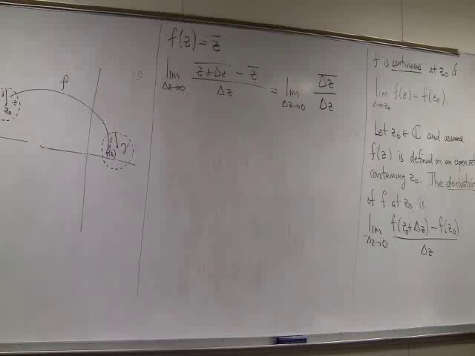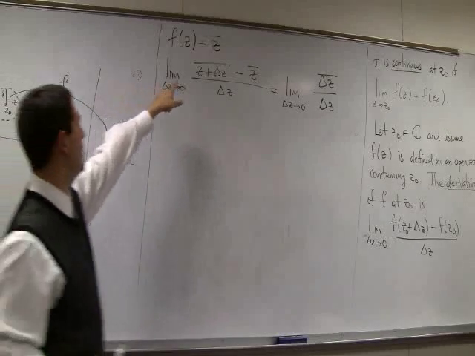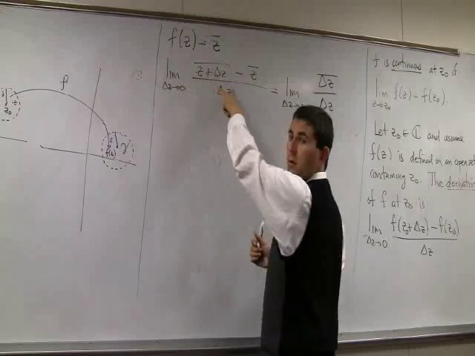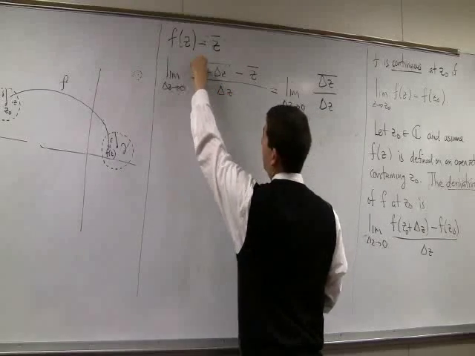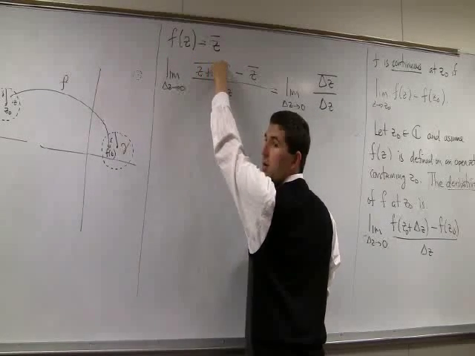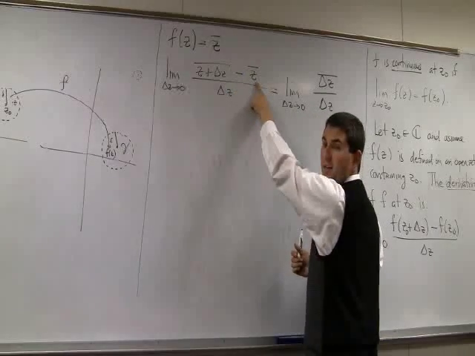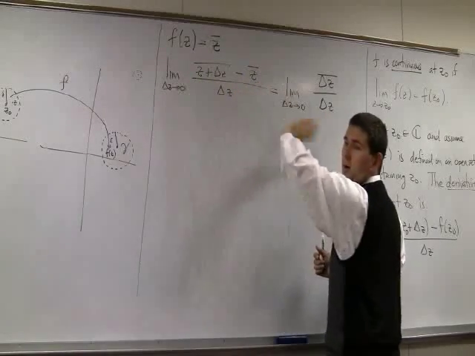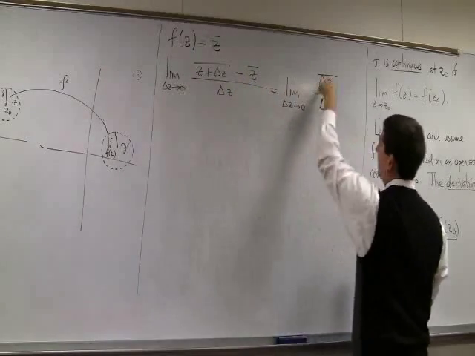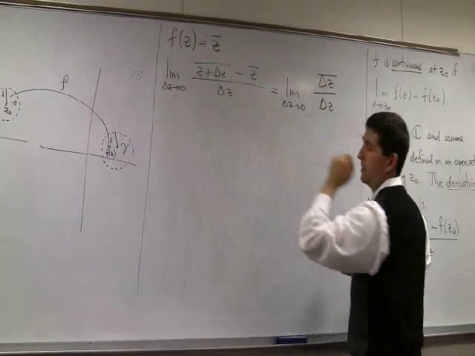You look skeptical. Remember, when you have a bar, you can break it up on a sum. So this is z bar plus delta z bar, and then you also have minus z bar. So z bar minus z bar, they're gone. Then I'm just left with delta z bar divided by delta z.